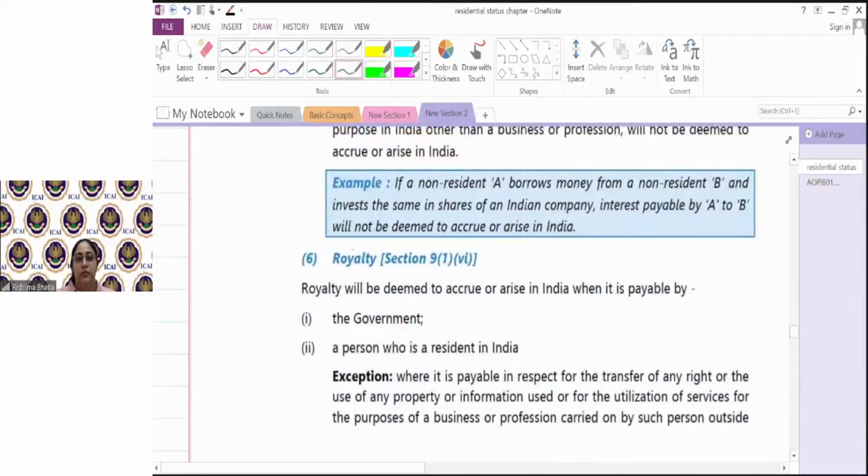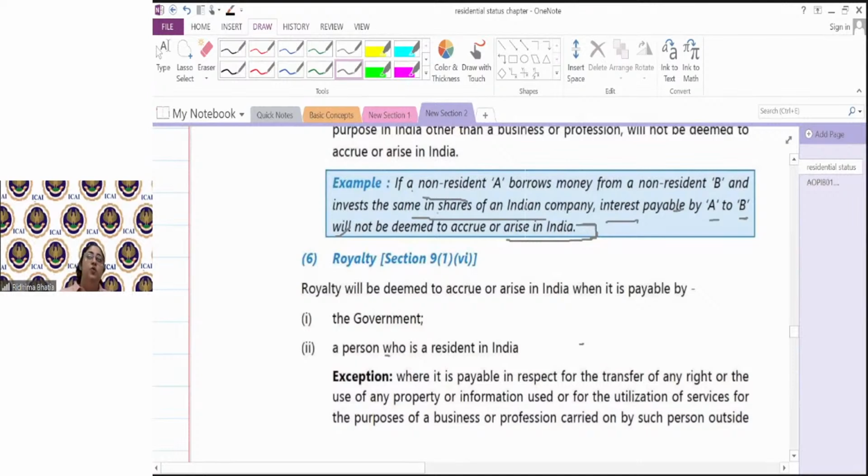A non-resident borrows money from B, a non-resident, and invests the same in shares of an Indian company. Interest payable by A to B will not be deemed to accrue in India. Why? Because the money which was borrowed by the non-resident was used for a purpose other than business. And other than business, it is not a case of taxability in India.